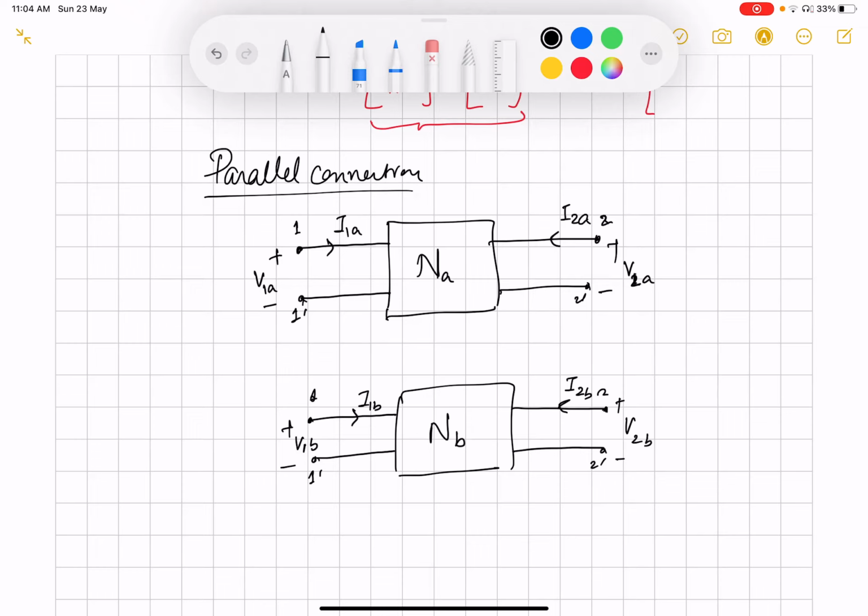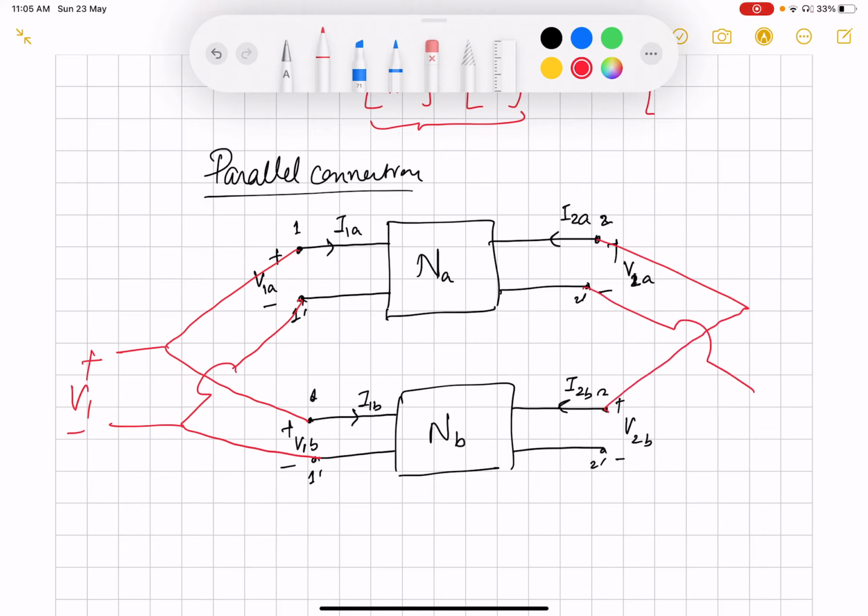Now, when I have to connect them in parallel, I have to ensure that the voltages that I am applying at the input side are the same, and the voltages that I am applying at the output side are the same. So for parallel connection, I need to connect like this, and call this voltage V1. Similarly, I will connect like this, and call this overall voltage that I'm applying V2. And this overall current that is going in, I'll call I1. And this overall current that is going in here, I call I2. So this is a parallel connection.